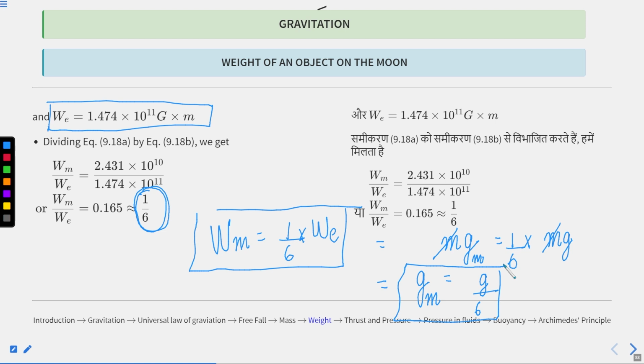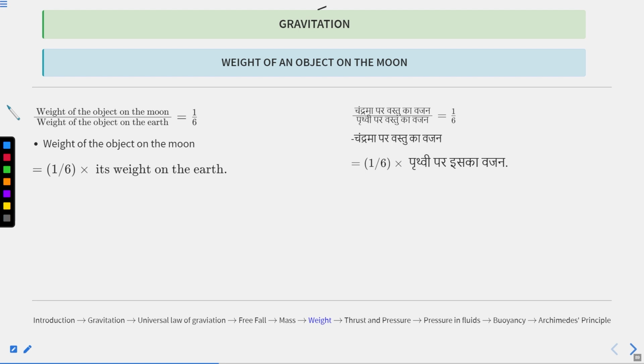That's why when you see the images or videos of astronauts moving on the moon, you will mostly see that the astronauts are jumping. Why are they mostly jumping? To go from one place to another, because the moon attracts with less force, so you feel weightless. Okay, you feel light, and you mostly jump to go from one place to another. So it is clear to us that the weight of the object on the moon is 1/6 time the weight of the object on the earth.